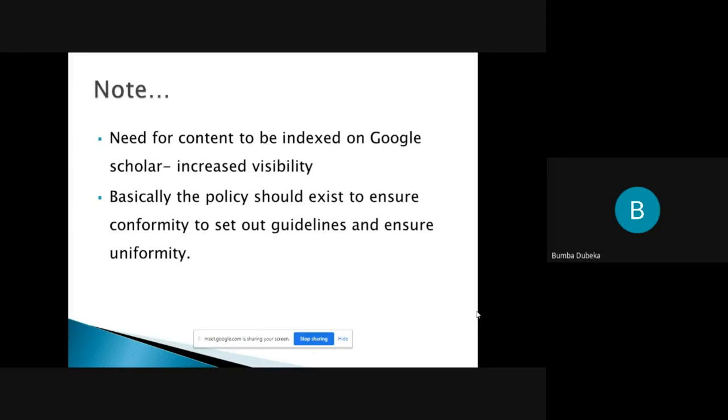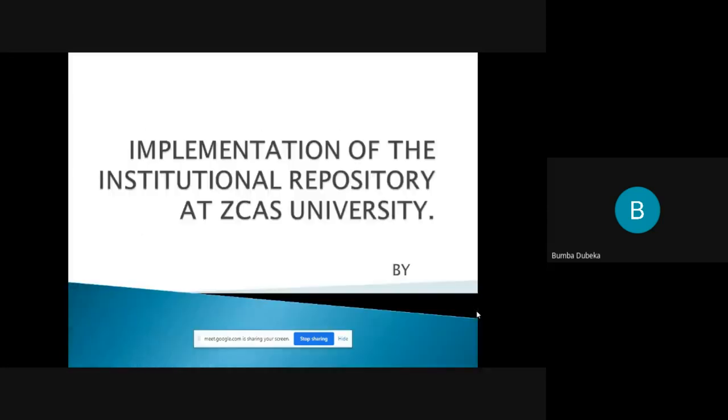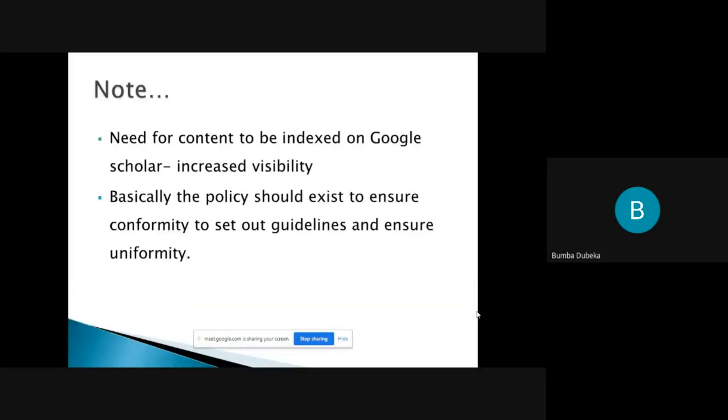One of the lessons learned also is most of the articles or the content that we have on our repository was not indexed on Google Scholar. So it is work in progress on our end. We'd like to have most of our faculty's research output indexed on Google Scholar for increased visibility. And also just a note that the policy should exist to ensure conformity to set out guidelines and ensure uniformity. This is where I end, thank you.